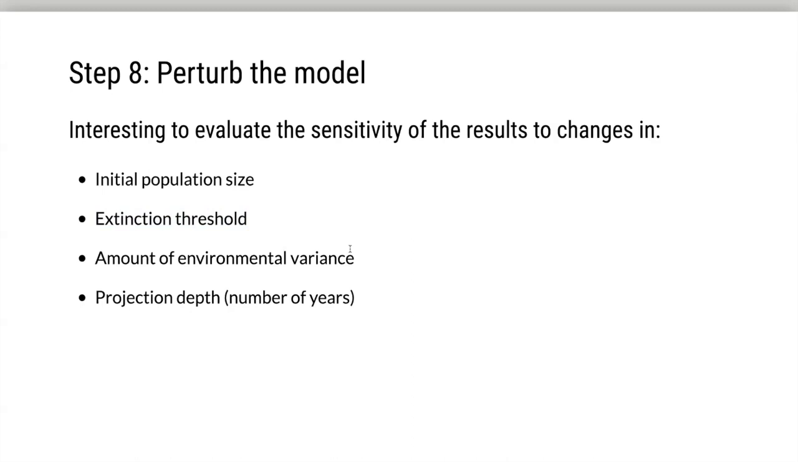or the amount of environmental variance. The bigger it is, probably the higher the extinction risks are going to be, and the number of years over which we project the population. So as we just said before, if you're trying to project over a longer period of time, you're going to have more uncertainty, and also just by construction, extinction risks are going to be higher for a projection over a higher number of years. Okay.